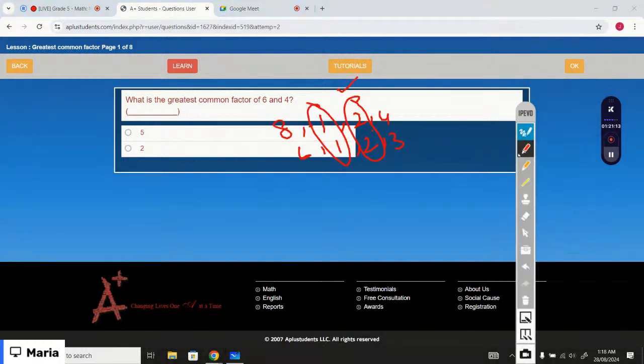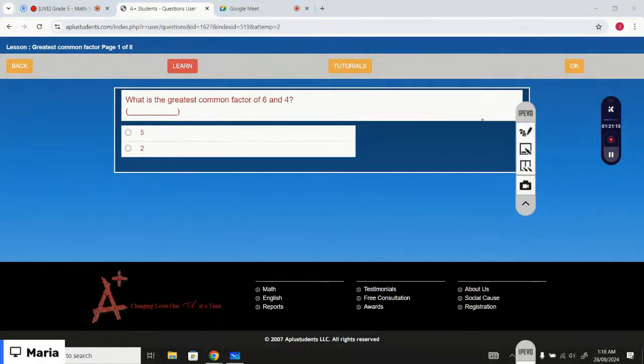Let me just tell you an easy way when you are given the options, right? You can see here 5 and you can see here 2, right? But 5 is not the greatest common factor. The greatest common factor is 2, right? Because 2 times 3 is 6 and 2 times 2 is 4, right?